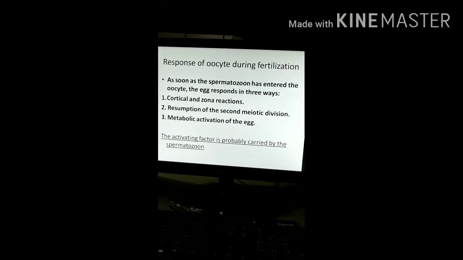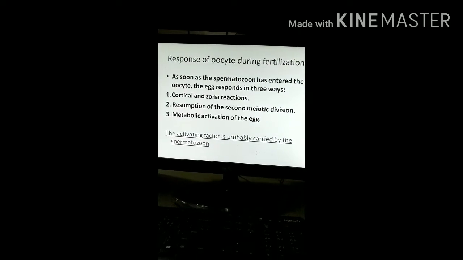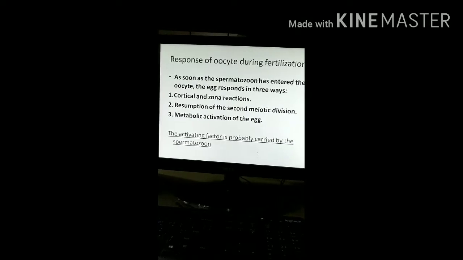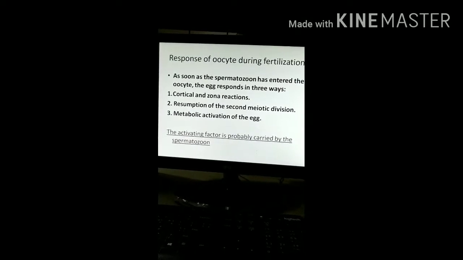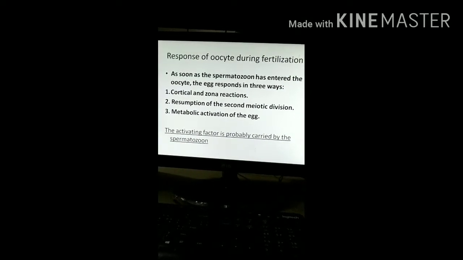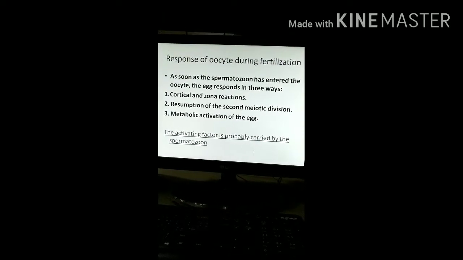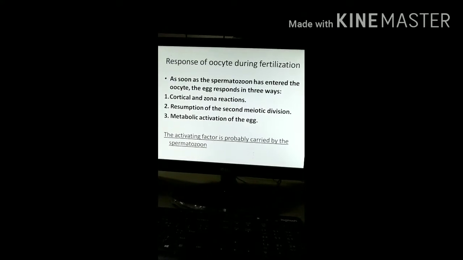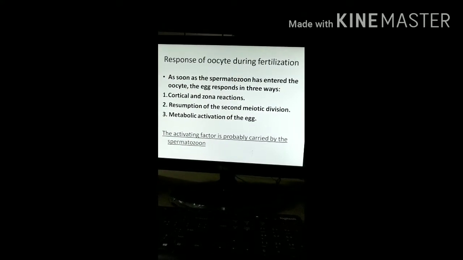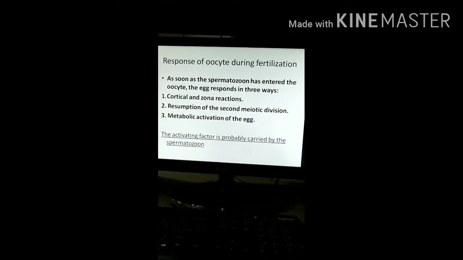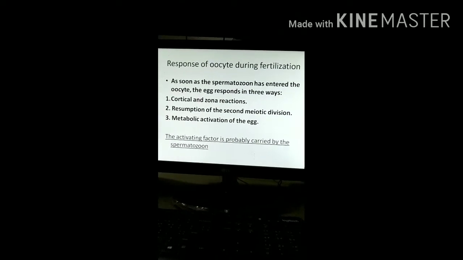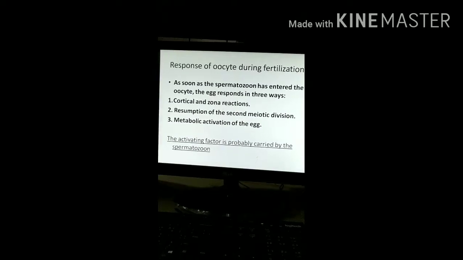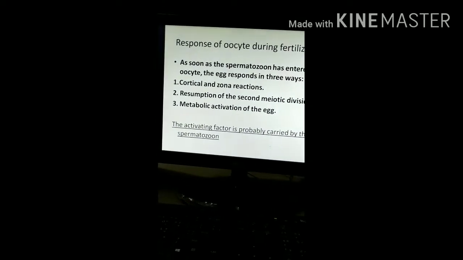Now, the resumption of the second meiotic division, so that it completes its second division, and last, the oocyte becomes metabolically active. It is surprising, the metabolic activity of the oocyte. For that activation, the activating factor is carried by the spermatozoa. So this activity of the oocyte depends on the spermatozoa.